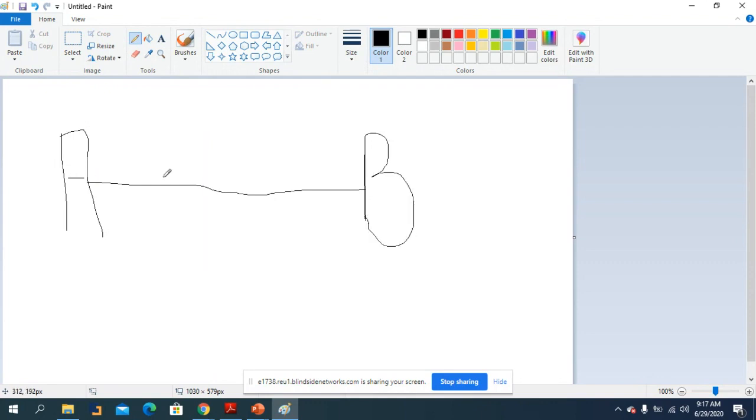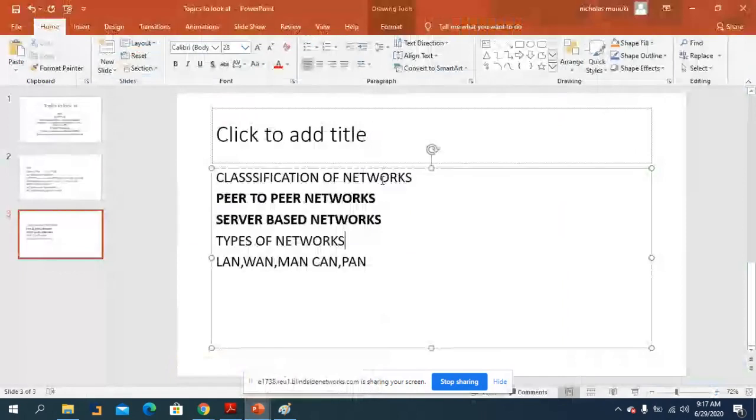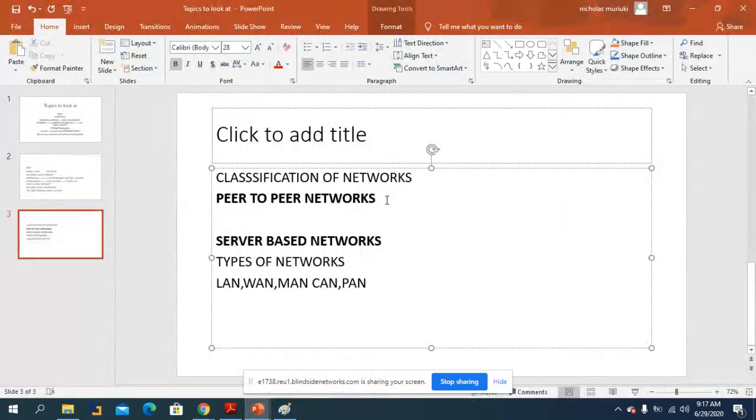So this is a point-to-point. When you look at point-to-point, there are some things that we need to understand. One, no administrator required. Because when you connect computers, like now when you are doing what you call tethering, you don't require an administrator. You can communicate directly.